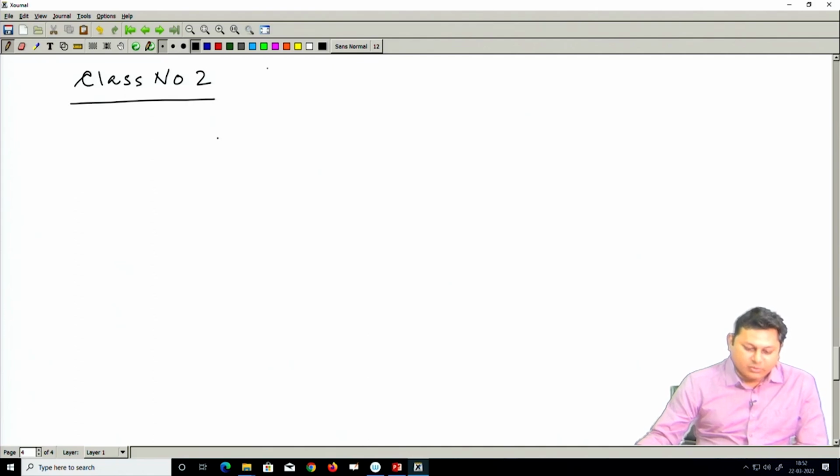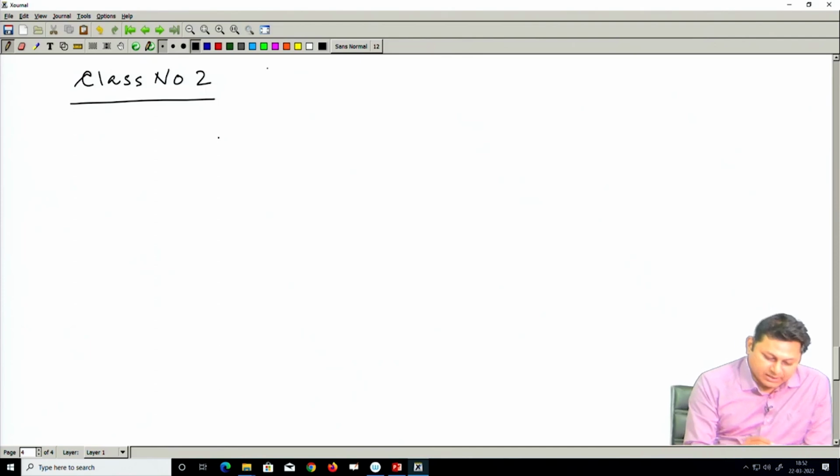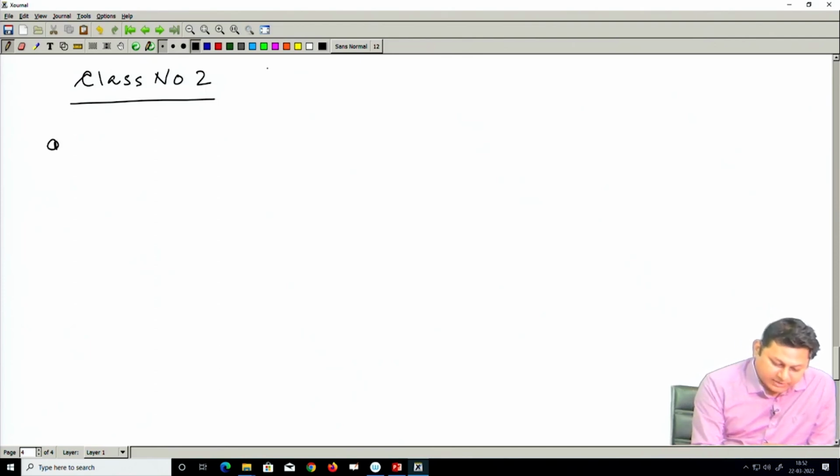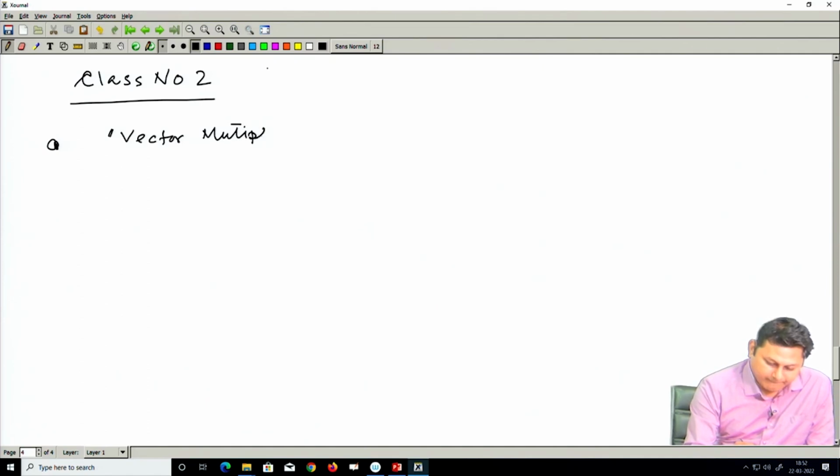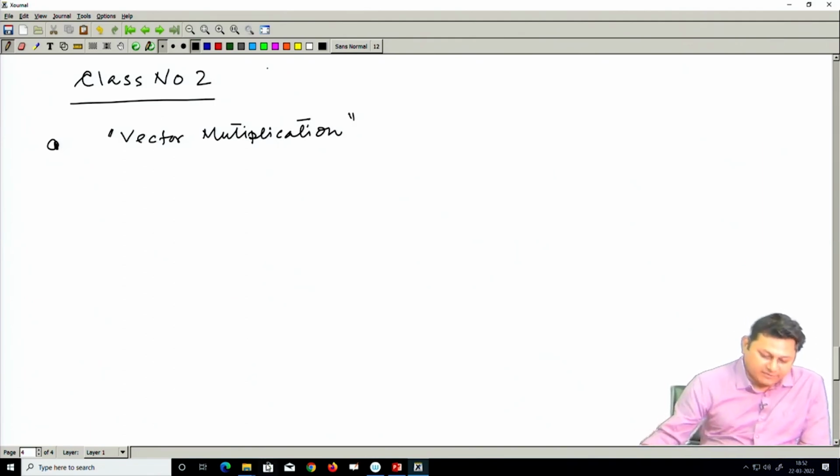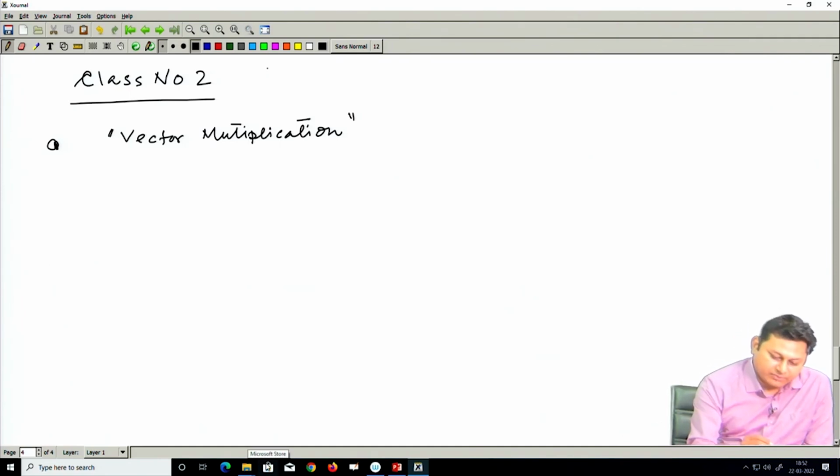Okay, so we already know a few important properties of the vector that I believe most of the students are aware of, but still this is a refreshing kind of thing we are doing. The next important thing regarding the vector is vector multiplication. So, four kinds of vector multiplication we can think of.